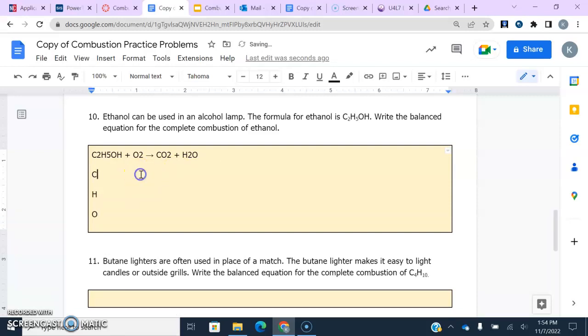And remember, for combustion reactions, we always balance C, H, and then O. I'm going to write mine here below, but you guys could always do this on a separate sheet of paper, however you feel comfortable doing it. Okay, so let's start. We've got 2 carbons. We have 5, 6 hydrogens.